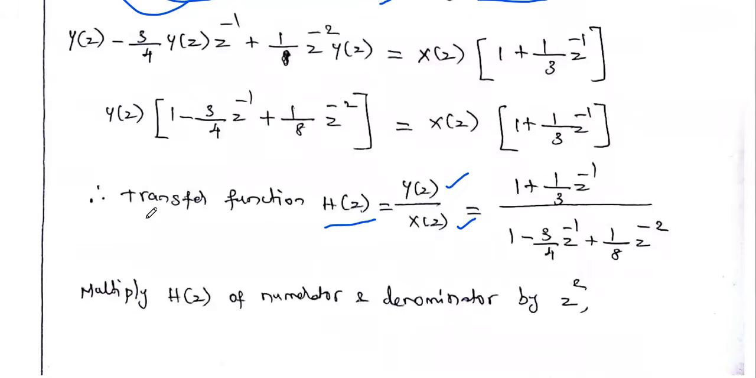From that we have to find the transfer function. What is meant by transfer function? H of z is the ratio of Y of z divided by X of z. So from this, it is 1 plus 1 by 3 z inverse divided by 1 minus 3 by 4 z inverse plus 1 by 8 z power minus 2. So the transfer function we calculated. What is the order of the system? The order is nothing but the maximum power of the denominator polynomial, which is 2. So it's a second order system.